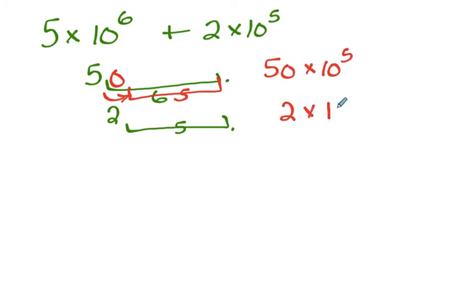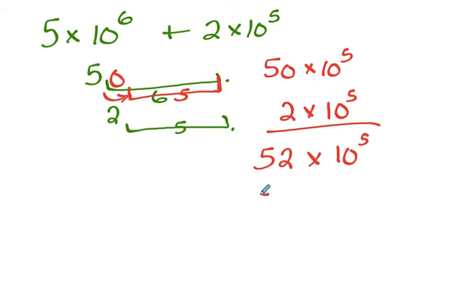You'll notice once the exponents are the same, it means the decimal has moved the same amount of spots. That means I can just add these together. 52 times 10 to the 5th. Now, all I have to do is convert it into scientific notation. This is too big. 5.2 times 10 to the 6th.